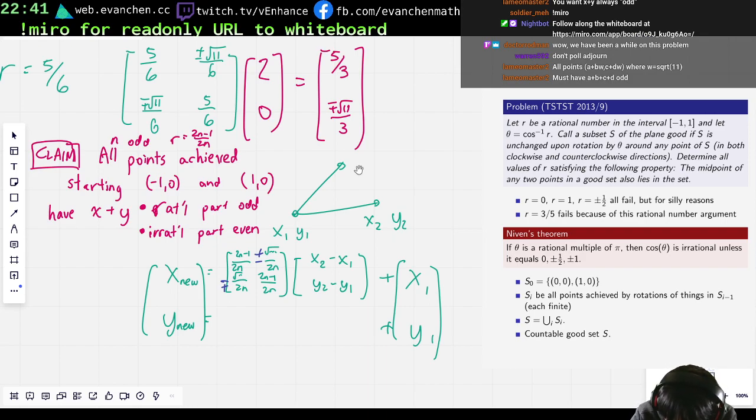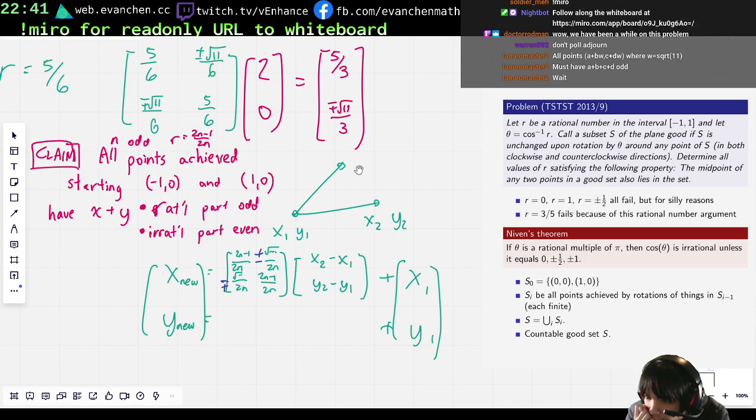In which case, A plus B plus C plus D odd. Yeah, I know what you're going at. Is that true though? And if so, why can't I check it?